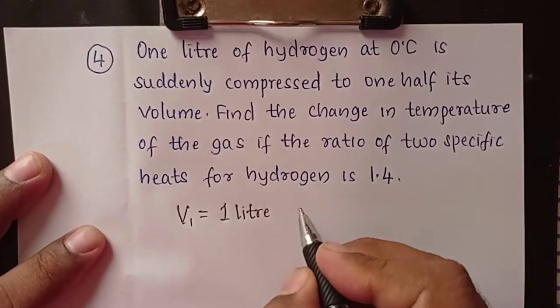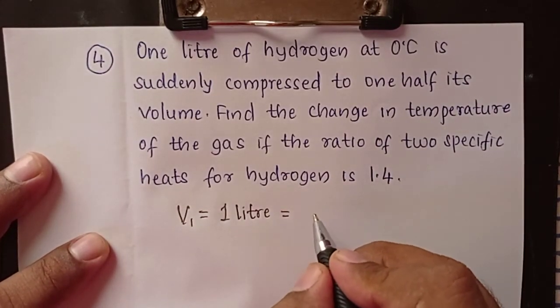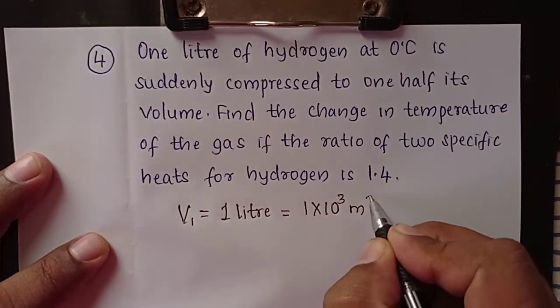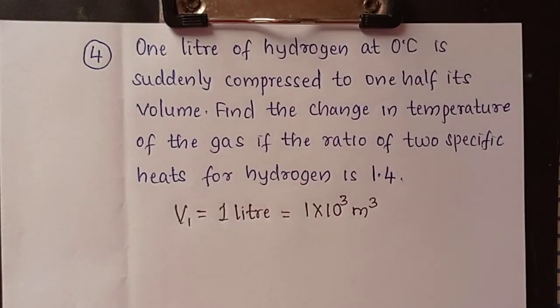So convert this into meter cube, that is you get the answer as 1 into 10 to the power minus 3 meter cube. I have told you 1 liter is 10 to the power 3 centimeter cube, and then 1 centimeter is 10 to the power minus 2 meters. So find out the value in terms of meter cube. So directly I have written the value.